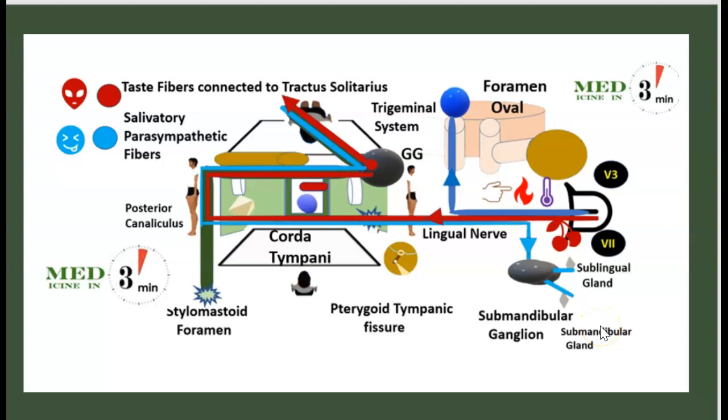I repeat, the chorda tympani starts from the posterior canaliculus to the anterior canaliculus. There are two types of fiber. There is afferent fiber to the solitarius nucleus, and there is efferent fiber coming to the submandibular gland, the ganglion.